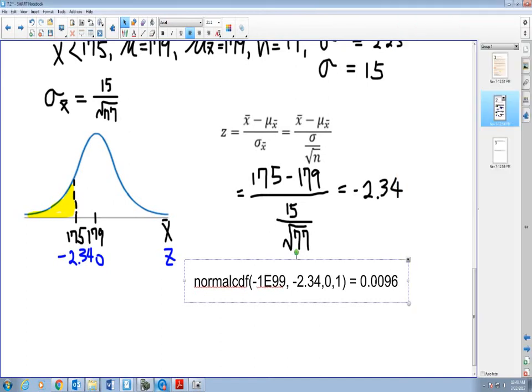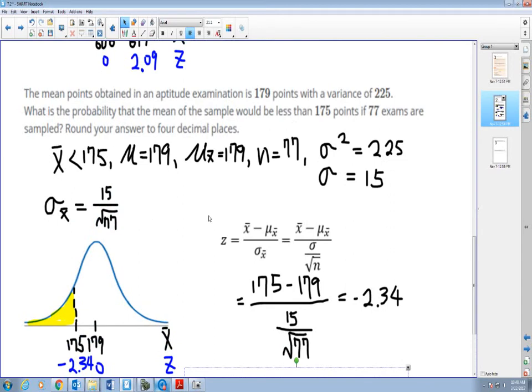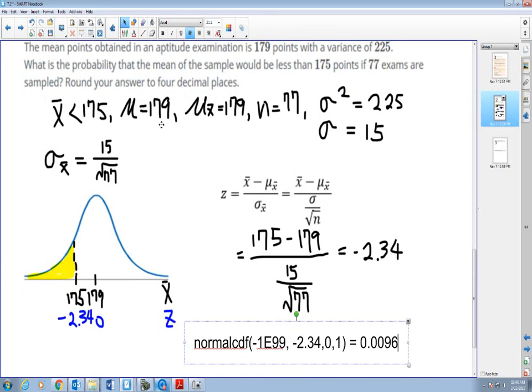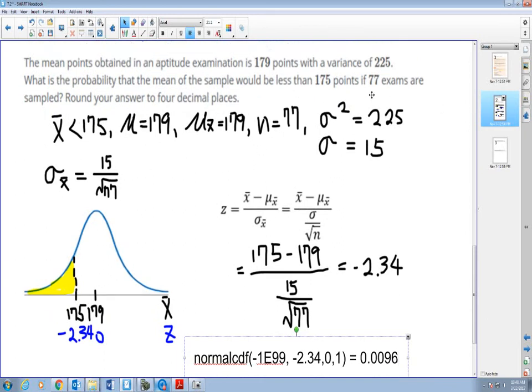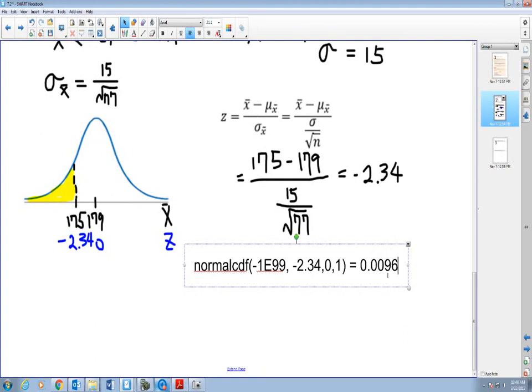So what the answer is saying is the probability that the mean of the sample, out of that 77 sample I took, the mean grades will be less than 175, which is almost 1%.